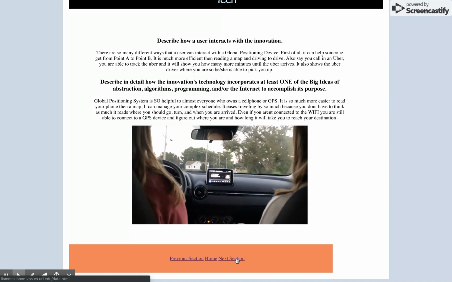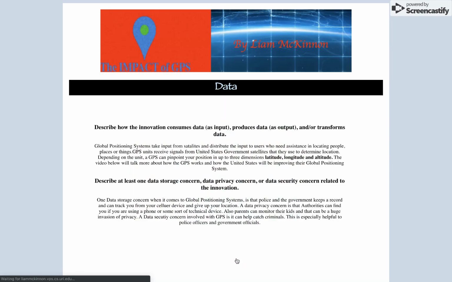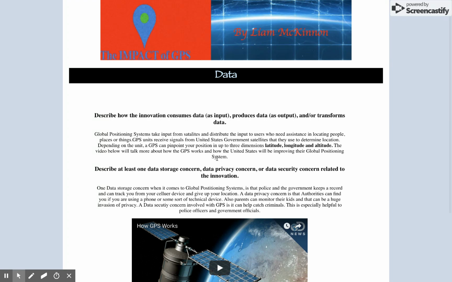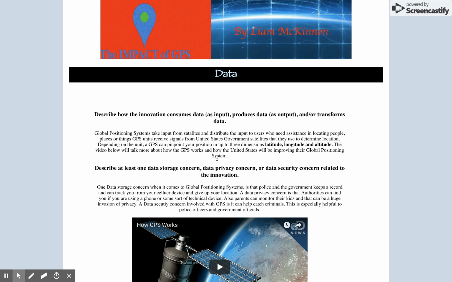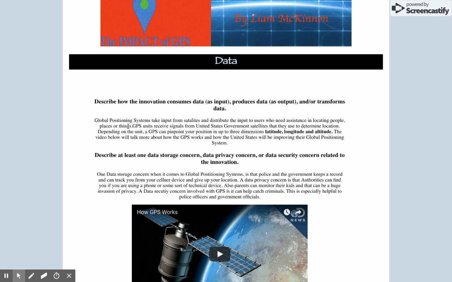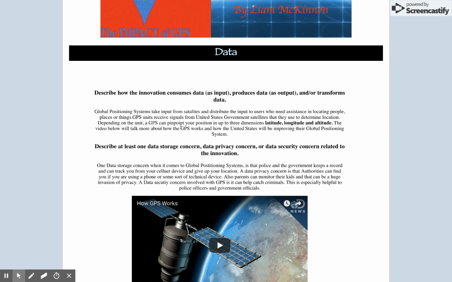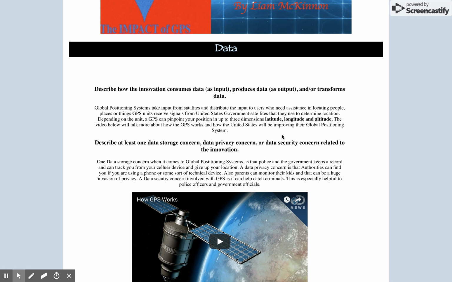Yeah, so that's basically how a GPS works. And next we have data. Describe the innovation. Consume data as input, produces data as output, and/or transfers data. Global positioning systems take input from satellites and distribute the input to users who need assistance in locating people or places or things. GPS units receive signals from U.S. state government satellites that they use to determine location depending on a unit. A GPS can pinpoint your position with up to 3 dimensions, like I said: latitude, longitude, altitude. And the video below, yeah.